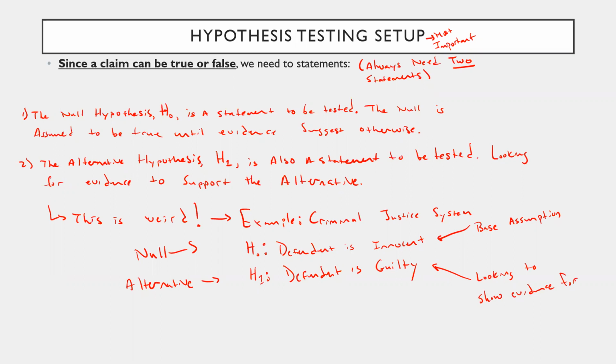So it's incredibly important. Whenever you set up hypothesis testing, you have to have a null and an alternative. A null and an alternative.